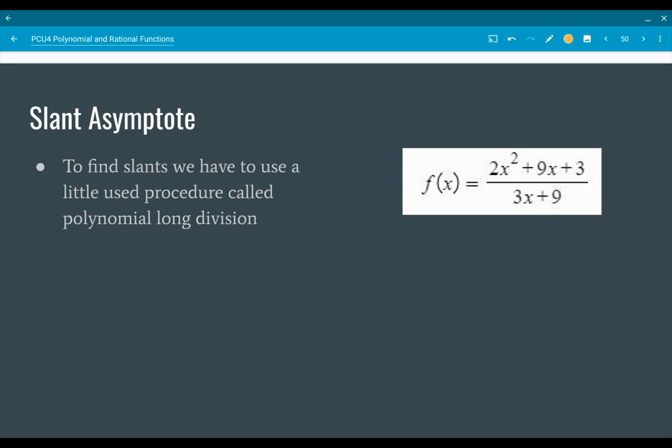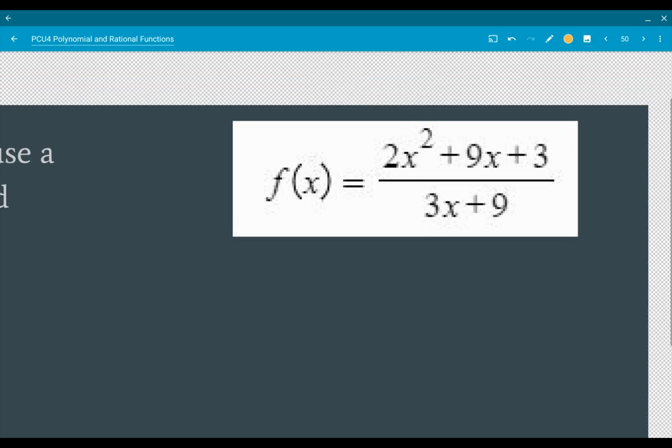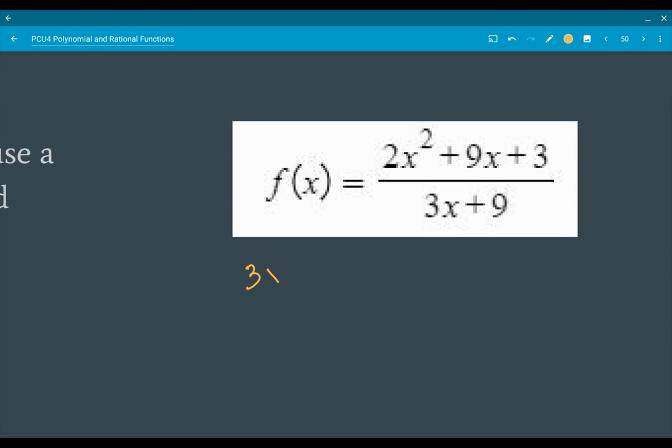Slant asymptote uses something that is not used all that often, and you probably haven't seen it before, but it's polynomial long division. And in essence, it's the same as doing regular long division. We're just doing it with variables. So we're going to write it neatly. So we're going to take 3x plus 9, and inside we have our 2x squared plus 9x plus 3.